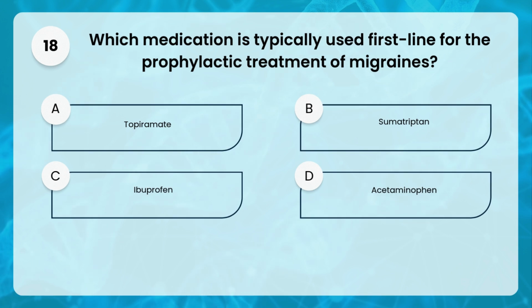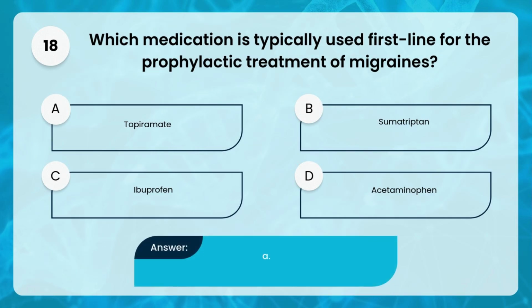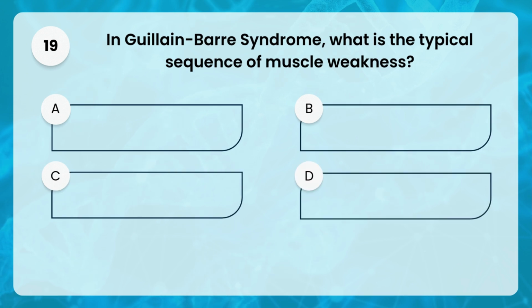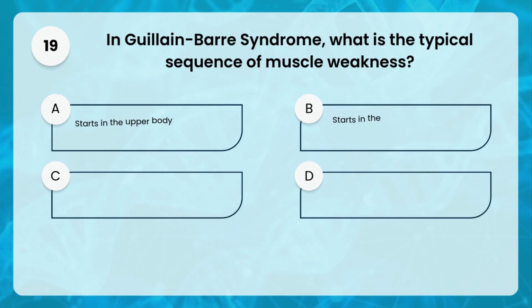A. Topiramate. B. Sumatriptan. C. Ibuprofen. Or D. Acetaminophen. The answer is A. Topiramate. Number 19. In Guillain-Barré syndrome, what is the typical sequence of muscle weakness?